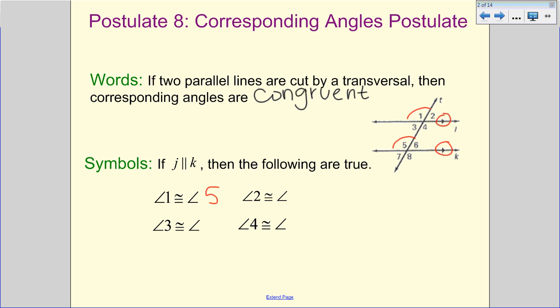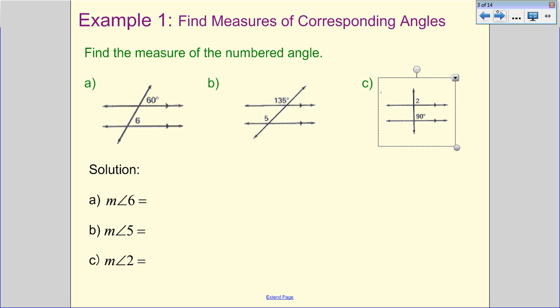It's that corresponding position above and to the left. Angle 2 would be congruent to angle 6 above and to the right. Angle 3 would be congruent to angle 7, corresponding in the same position, so we're below and to the left. And then angle 4 would be congruent to angle 8. All right, so let's take a look at what we can do with that.